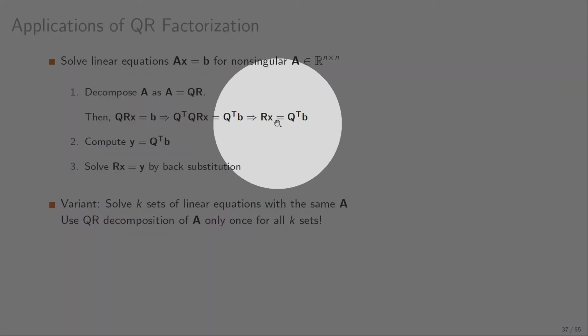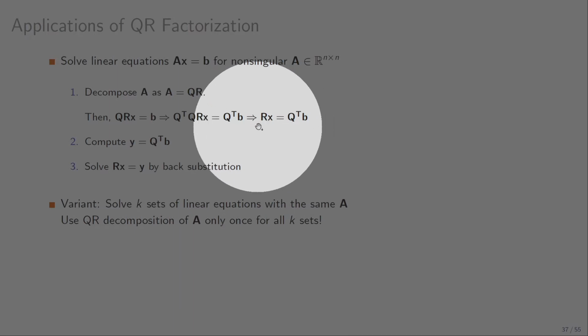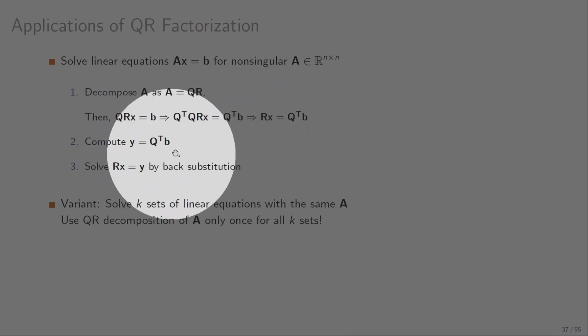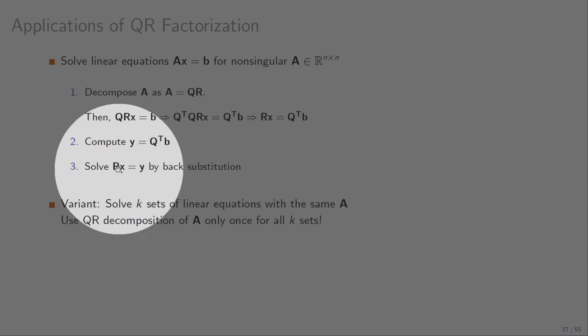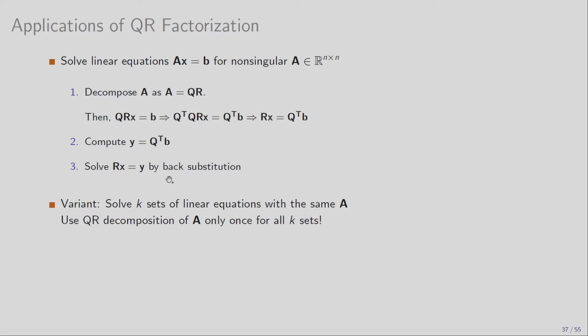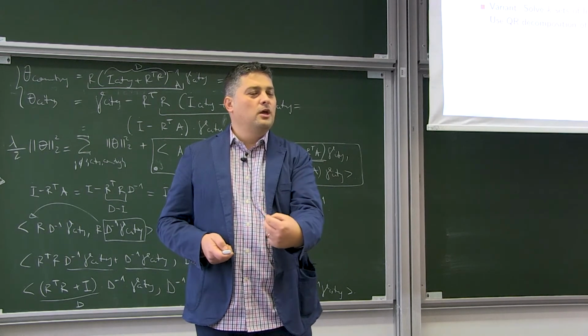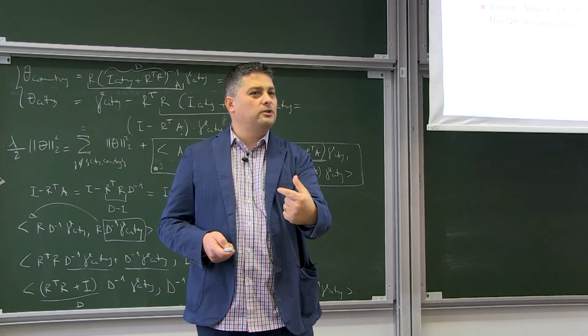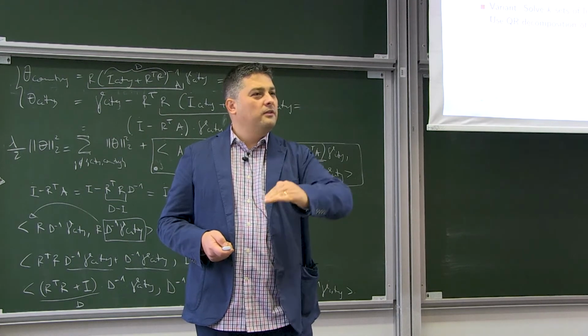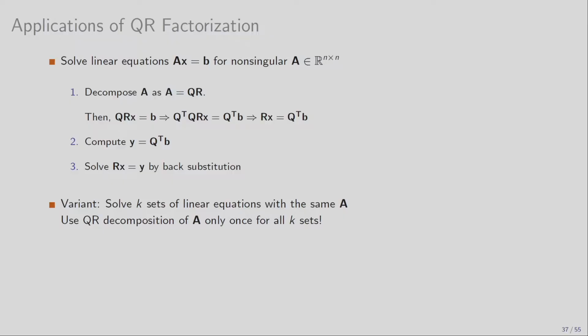From this, if we consider Rx as Y, we can compute Y, and then Rx equals Y we can solve by back substitution. Why? Because R is upper triangular. So we start from the very bottom, where we have a single equation involving a single variable, we solve it, and then we go to the next level, where we have two variables, one of them being the one we just solved, and then we go up, up, up like this, and solve everything. There is a variant where we solve k sets of linear equations with the same A, and we use the QR decomposition of A only once for all k sets, which is also great.